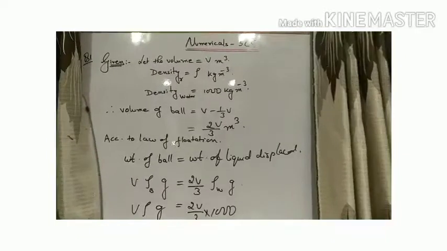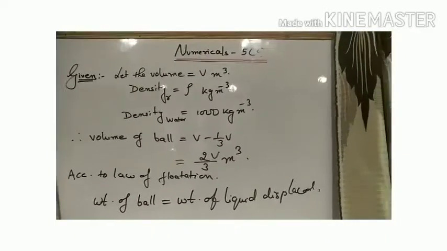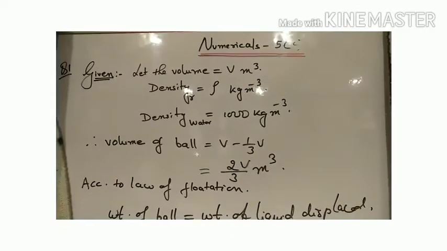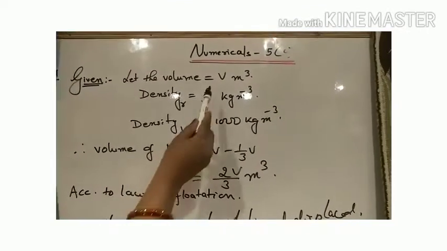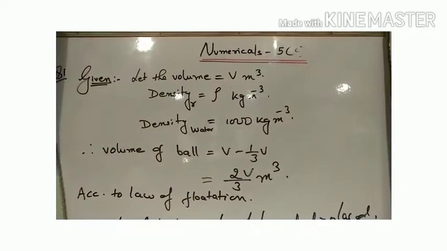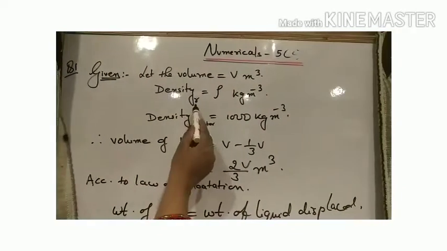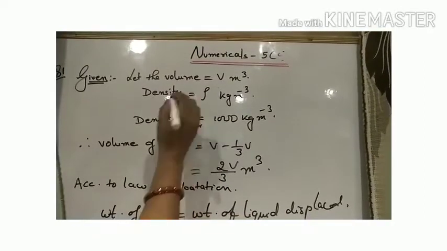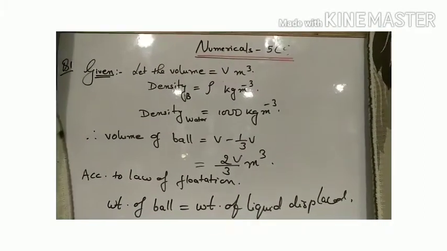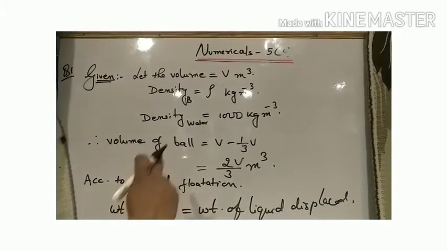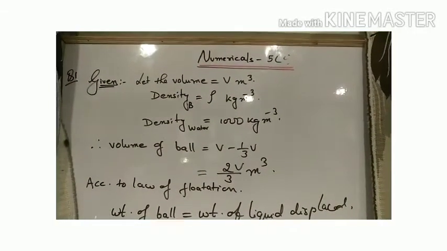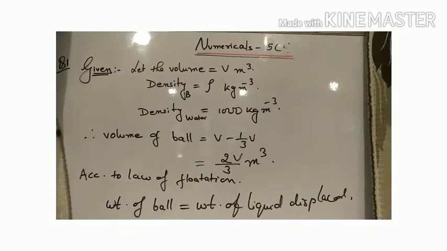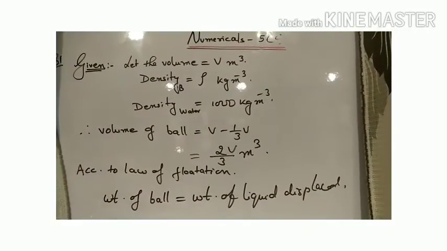Water density is known to us. First of all, write all the givens. We don't know the volume of the ball either, so let the volume of the ball be V meter cube. Density of the ball, it is a rubber ball, so density is equal to rho. Suppose we have to calculate this density. Now density of water, we know, is 1000 kg per meter cube.